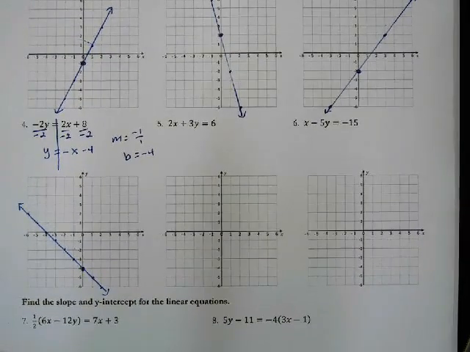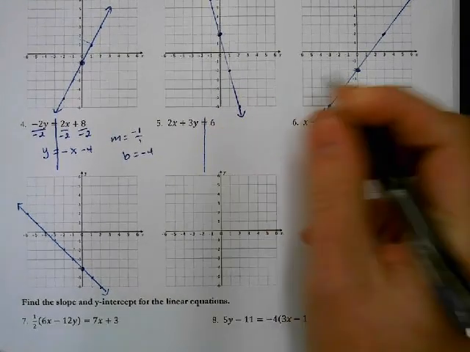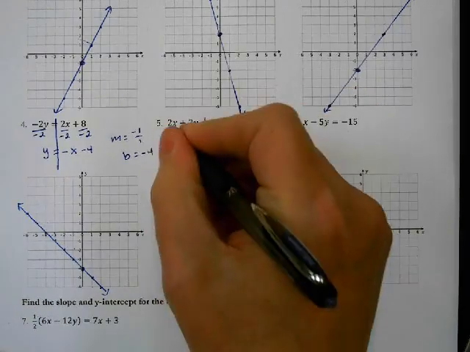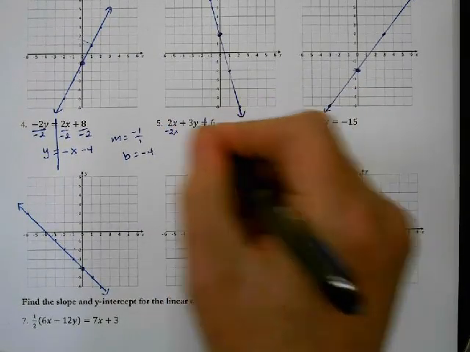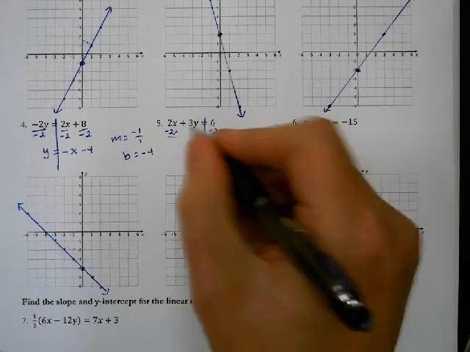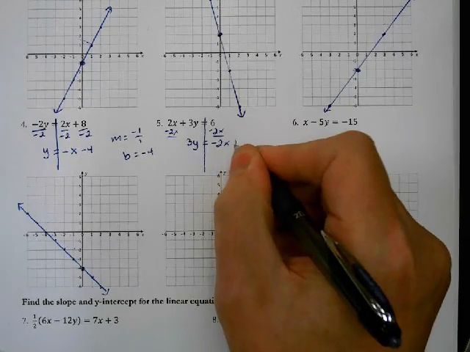This one, we're going to need to do a couple operations to it. This one is in standard form, and I want it in the slope-intercept form. Move the x term first to isolate the y. Subtract 2x from both sides. I get 3y equals negative 2x plus 6.